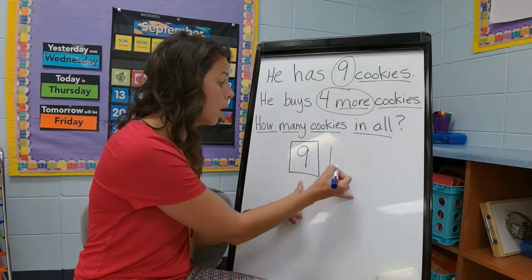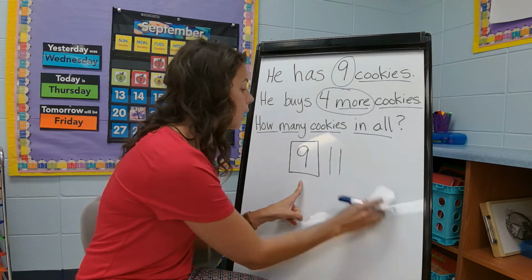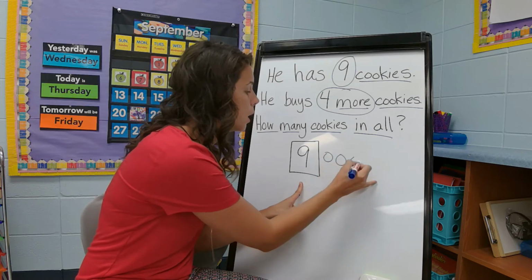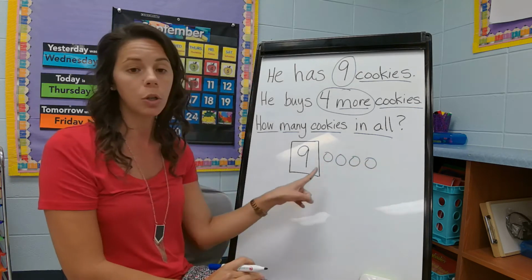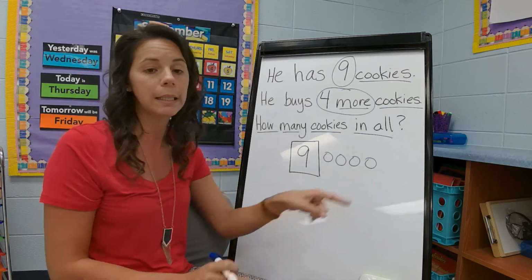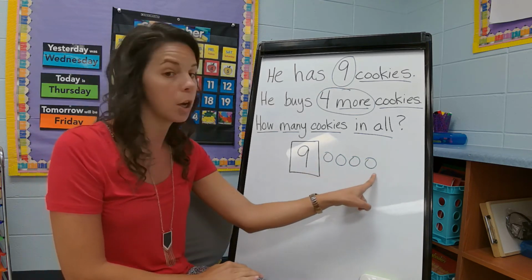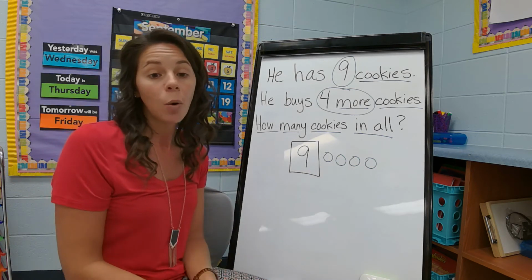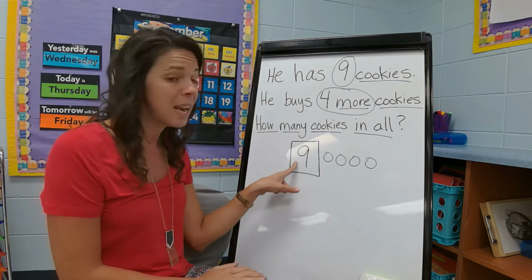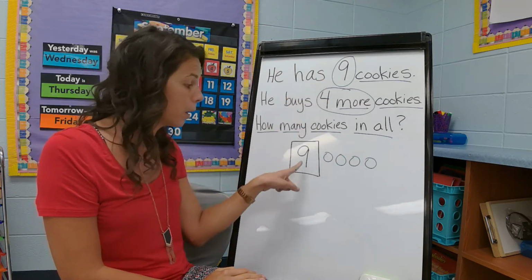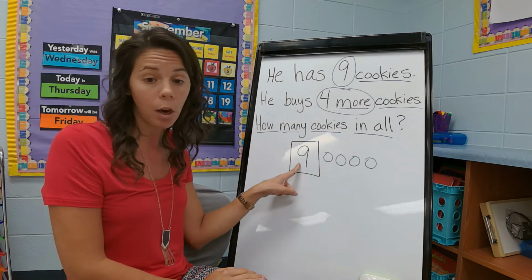So we're going to draw 4 more. Go ahead and draw 1, 2, actually, they're cookies. I'm going to draw circles. 1, 2, 3, 4. You can draw circles. You can draw lines. We drew 4 more cookies. So instead of drawing 9 cookies, we just wrote the number 9 because that's our big number. We don't have to draw our picture.